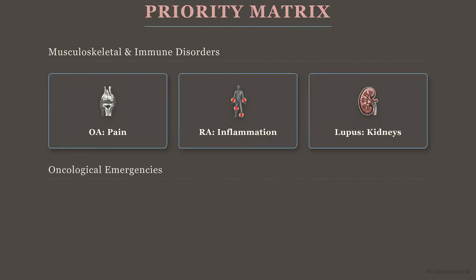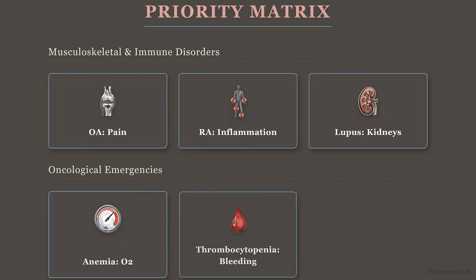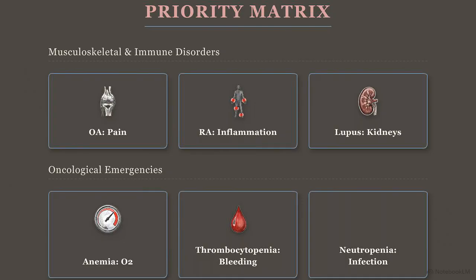For oncological emergencies and bone marrow suppression, anemia requires oxygen and rest. Thrombocytopenia demands strict bleeding precautions. Neutropenia requires immediate infection control. It is your absolute highest priority.